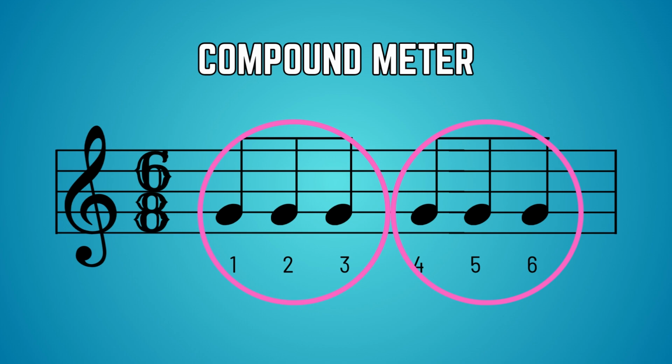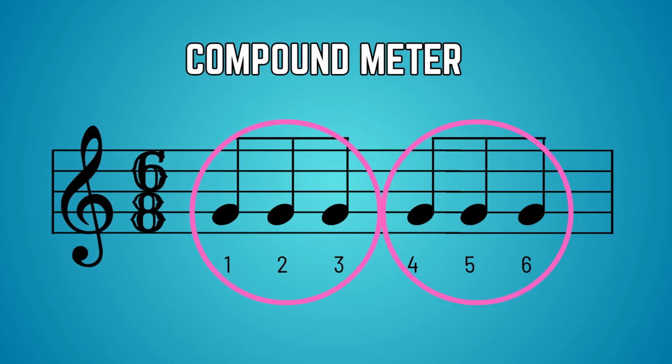The first group contains eighth notes 1, 2, and 3. The second group contains eighth notes 4, 5, and 6. You can think of the measure as 1, 2, 3, 4, 5, 6. The emphasis on 1 and 4 helps us feel the two larger pulses.